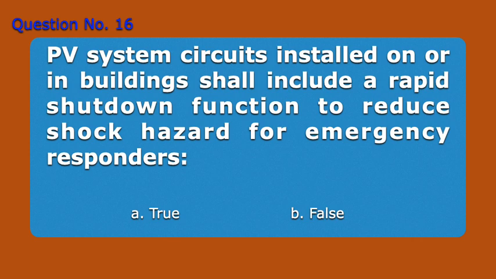Question number 16. PV system circuits installed on or in buildings shall include a rapid shutdown function to reduce shock hazard for emergency responders. A. True. B. False. Answer: A. True.